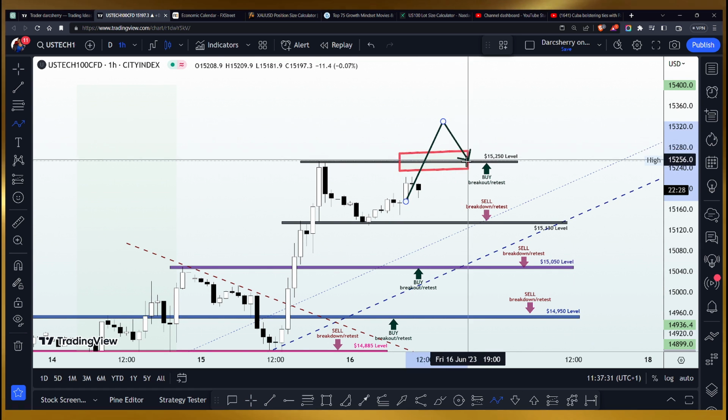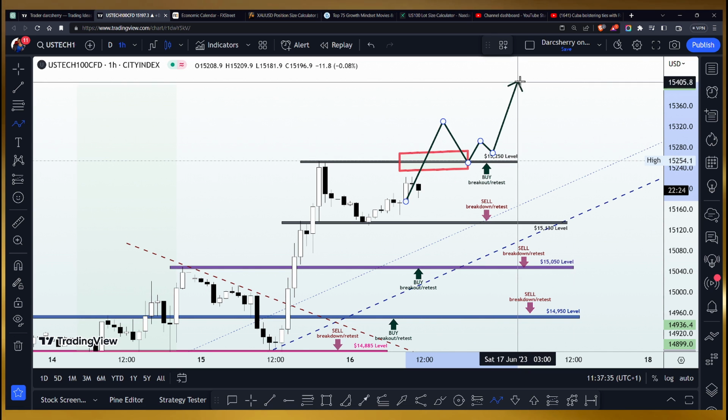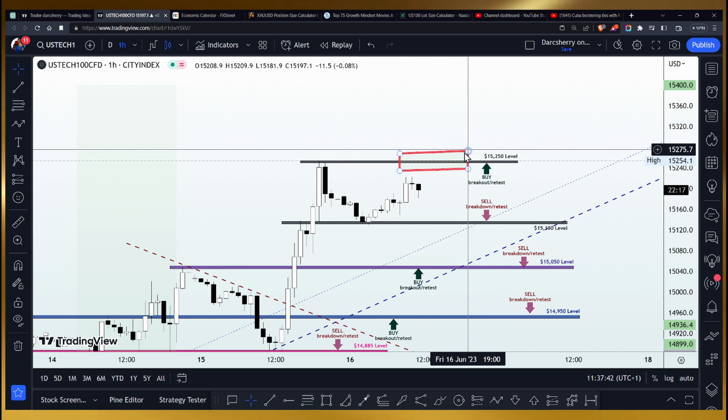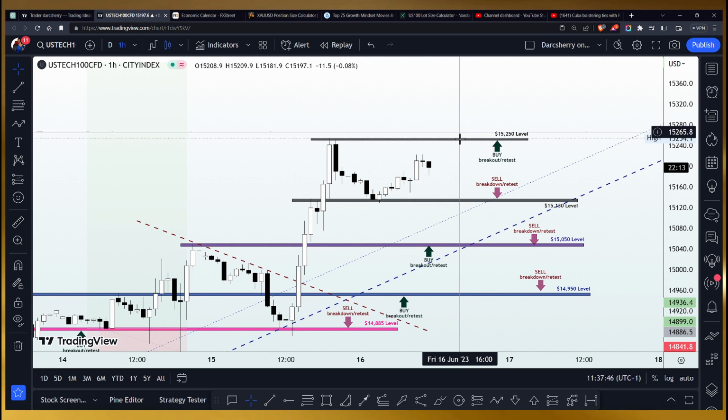And if price action comes back to retest that structure, we shall feel more comfortable to add more position to our existing trade. So that is how we are going to be buying or adding more position to our existing trade on the USTech 100 for today.